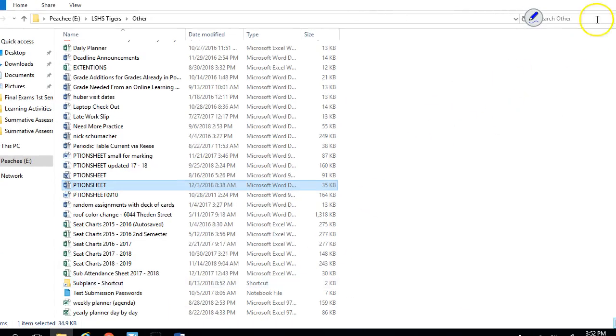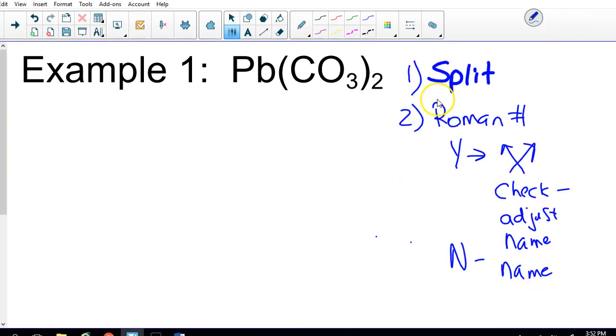So, back to the notes. If it has a roommate, it needs Roman numerals, you've got to do these steps. So, let's do this example. The first step: you're going to split the compound and check if lead needs a Roman numeral. You'll see that it does. So then you're going to reverse crisscross.